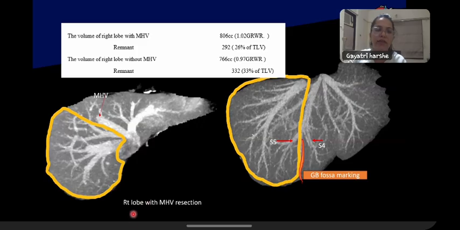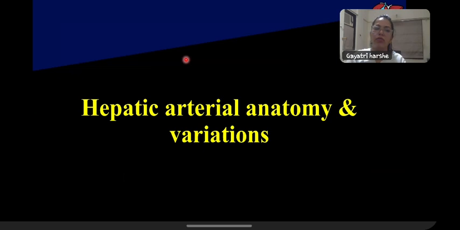So this is another case where, after the left lobe with MHV resection, left lobe without MHV was taken on this side, and this is the MHV, and this is the GB fossa marking, and this is the final volume. Now we will go through the arterial anatomy variations, because it is important to know the arterial, portal venous and venous anatomy, as well as biliary drainage, to decide whether we can go forward with the resection for that particular case.